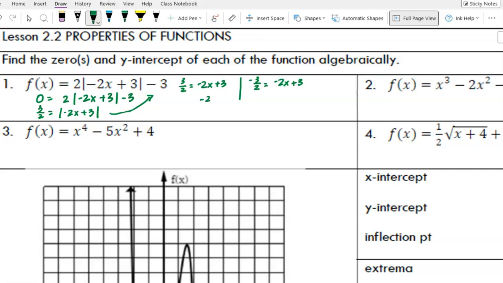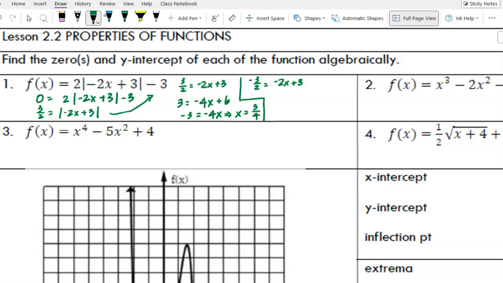Then when I subtract 3, oh goodness, fractions are your friends. Or I could just multiply the entire thing by 2, couldn't I? That would make better sense. Multiply by 2: 3 equals negative 4x plus 6. So that's negative 3 equals negative 4x. So this implies that x equals 3/4.